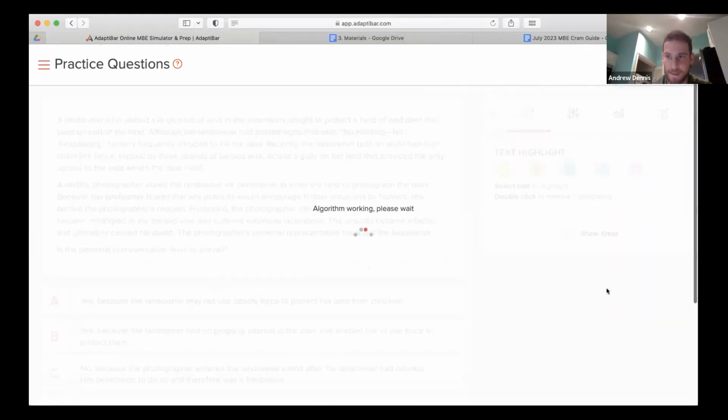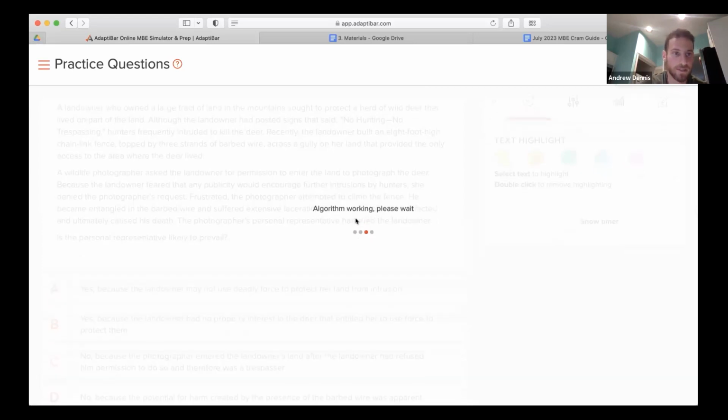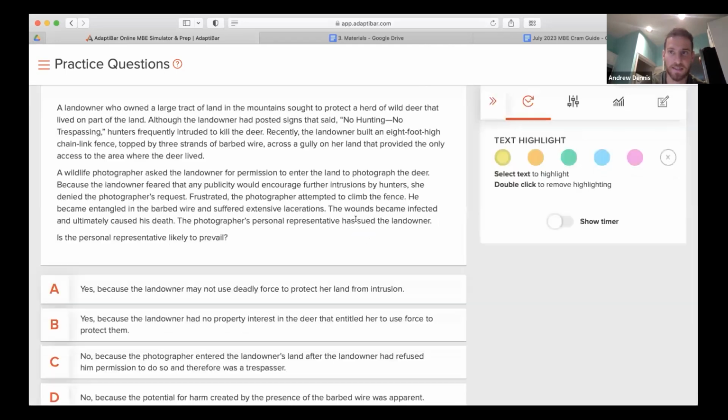All right. A landowner who owned a large tract of land in the mountains sought to protect a herd of wild deer that lived on part of the land. Although the landowner had posted signs that said no hunting, no trespassing, hunters frequently intruded to kill the deer. Recently, the landowner built an 8-foot-high chain-link fence topped by 3 strands of barbed wire across a gully on her land that provided the only access to the area where the deer lived.